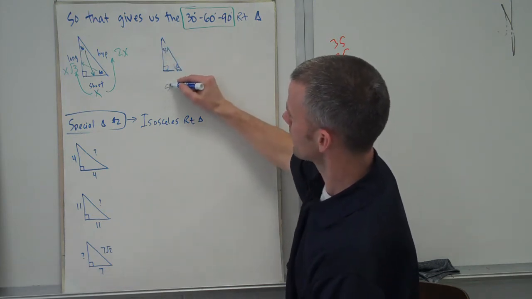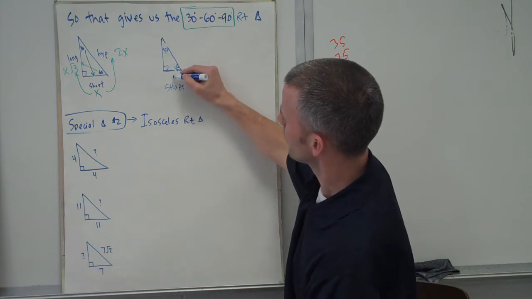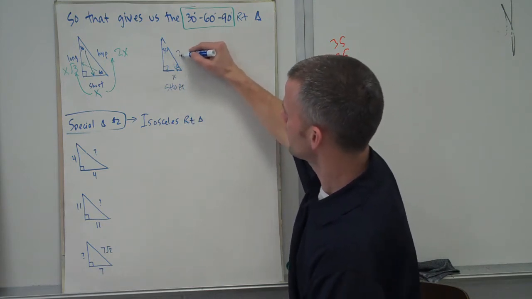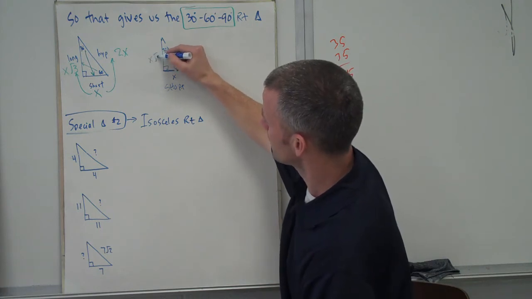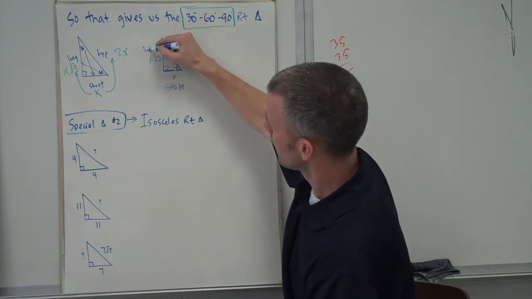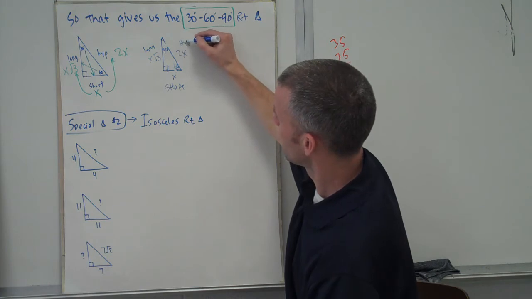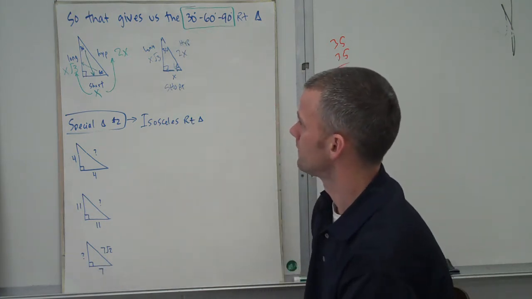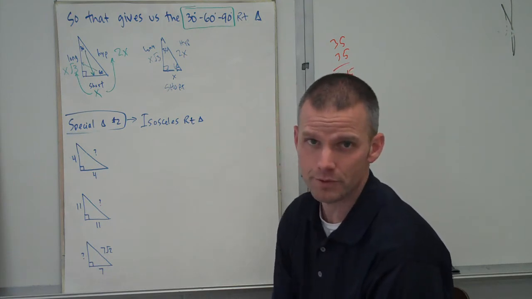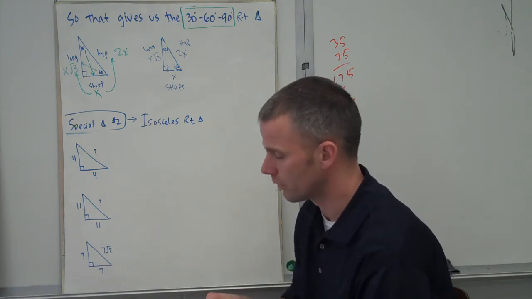Whatever the short side is, we call that x. Hypotenuse, 2 times that amount. Long side, that number times the square root of 3. All right? So, we'll get into some examples about that here in a moment or two.